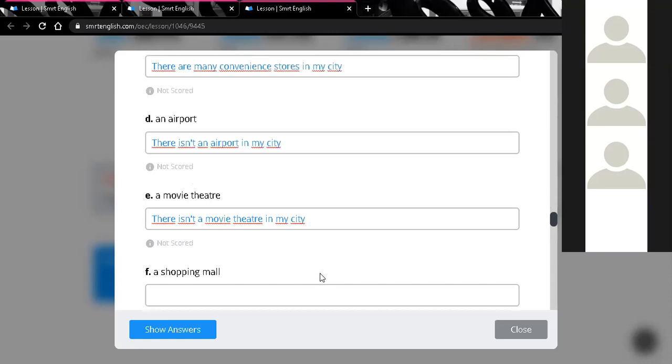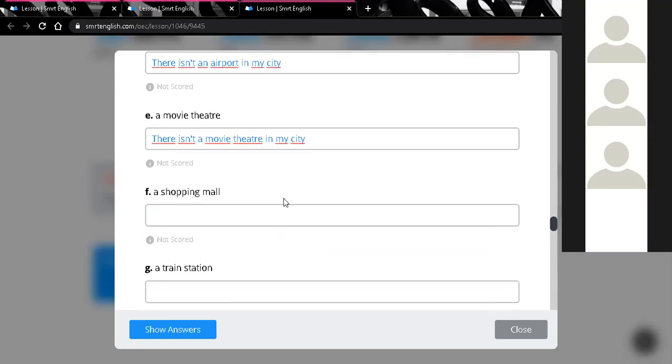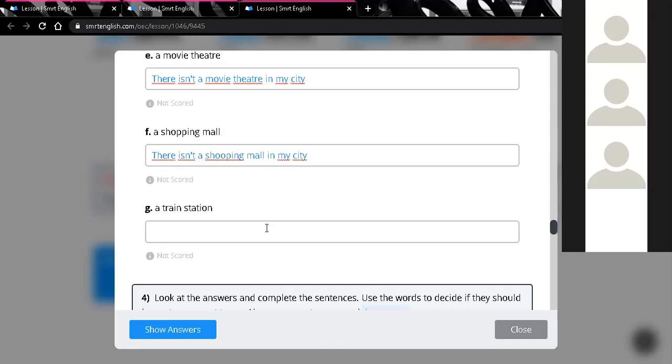Shopping mall, Karen. There isn't a shopping mall in my city. Very good. Roman, a train station. There isn't a train station in my city. Very good. Okay, there isn't a train station in my city. Ya no hay tren de pasajeros, ¿no? There isn't a passenger train, but there was.